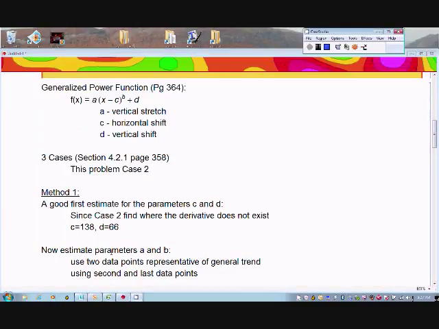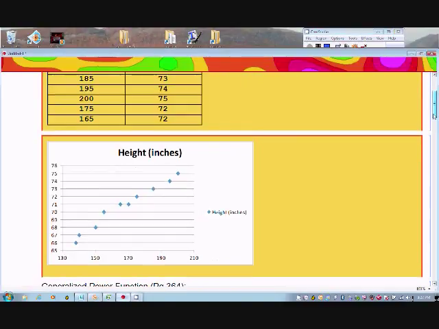We use two data points that represent the general trend. In this case we'll use the second and last data points. If we look back at the graph, the second and last data points give us a good idea of the general trend. If we draw a line between those two, we get a good estimate.